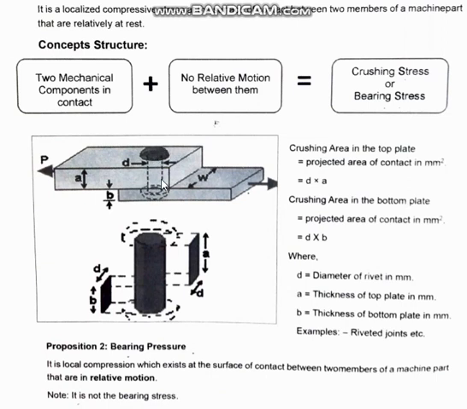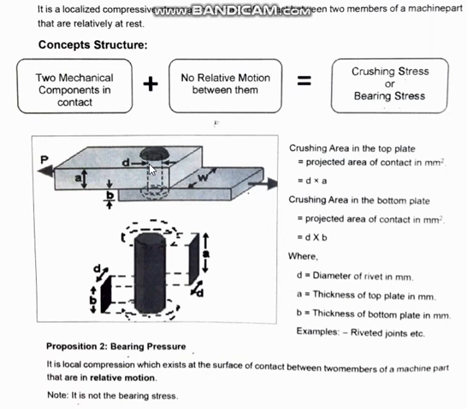Okay, so is there relative motion between this rivet and this? Is it that it is turning about inside or something? No, this doesn't rotate. If this doesn't rotate, then it is a crushing stress or bearing stress. Okay, now how to calculate the value of this crushing stress? For crushing stress also, the same formula we will use. What is that formula?